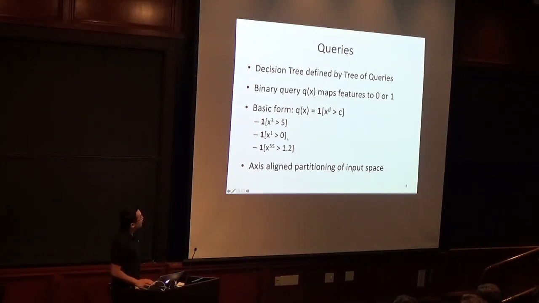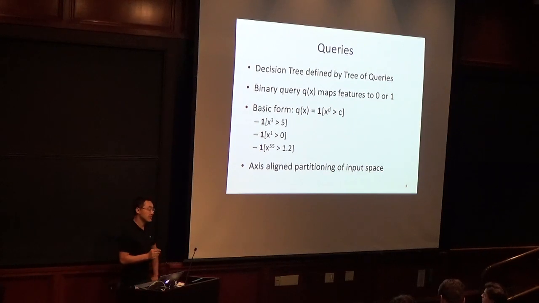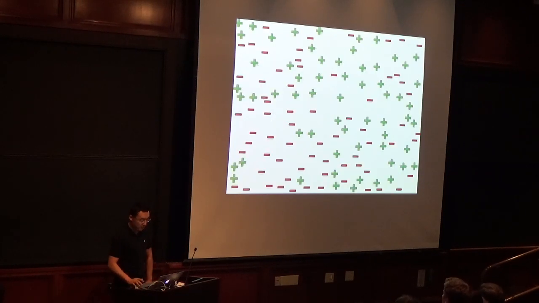And you'll notice that all of these queries only look at a single feature. Right? So they only look at one feature at a time. So feature 3, feature 1, feature 55. And so what that means is that the decision boundary that a decision tree represents is this axis-aligned zigzag.